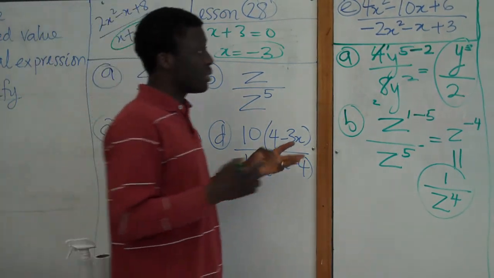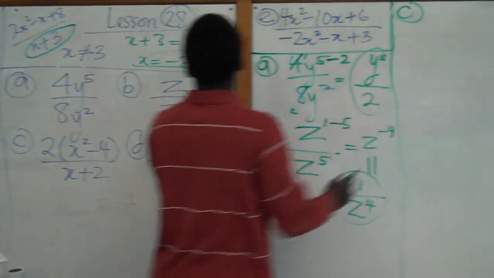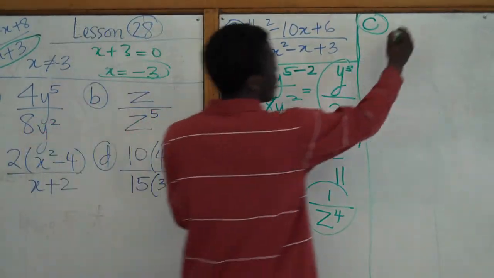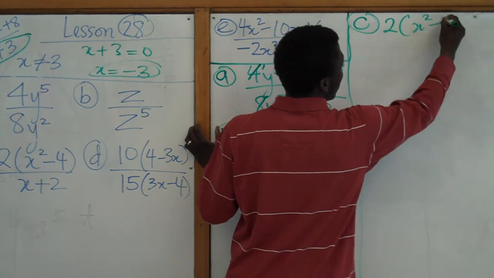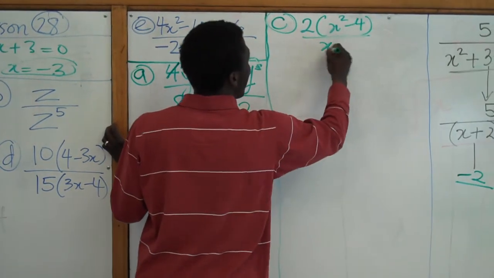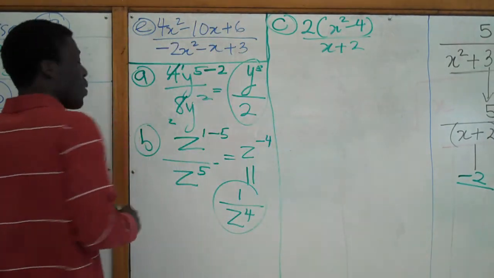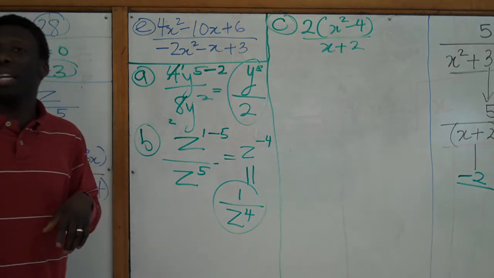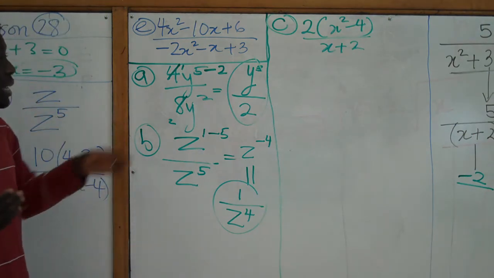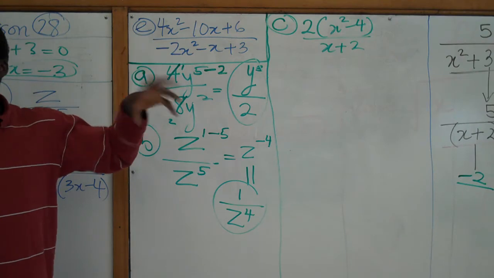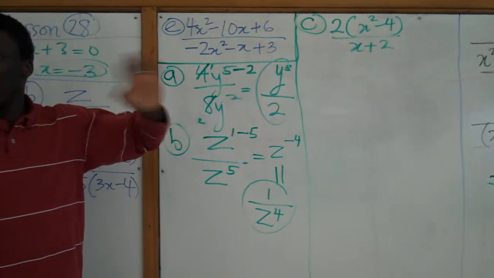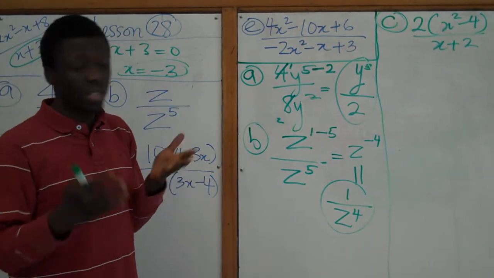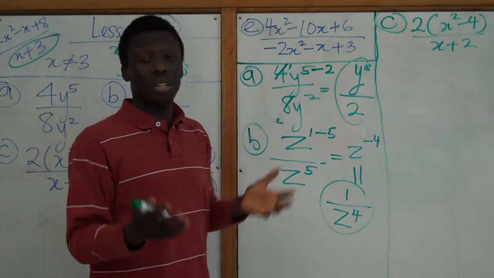The third one, we have c. We basically take this, it's 2 into x squared minus 4 divided by x plus 2. First of all, we're going to talk about what the exclusion value is. The exclusion value is minus 2 because it makes the denominator 0. So it cannot be included in the solution or in the range. That makes the range undefined.